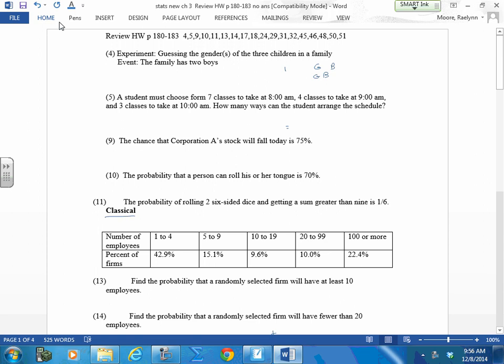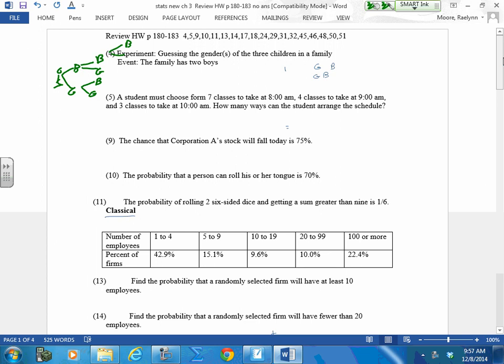So if you're starting with the first one, you're guessing the genders of 3 children in a family. All right, how many choices are there when someone has a child? 2. Boy, girl. It's like flipping a coin. First time through, you can get a boy or a girl. Second time, boy, girl. Third child, boy, girl.